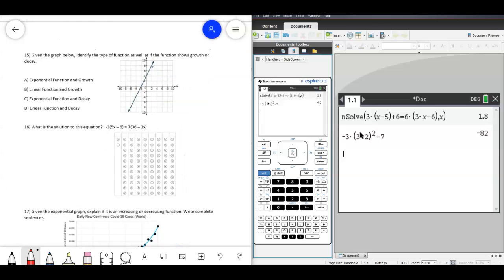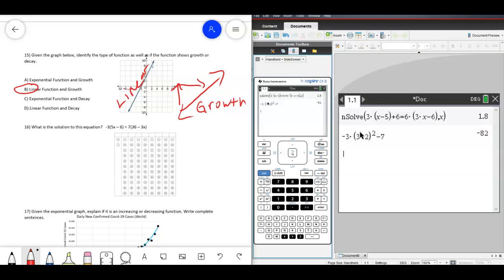Given the graph, identify the type of function as well as if the function shows growth or decay. So it's going up to the right. That is growth. Okay, and it's a straight line, so it is linear. Linear function growth. Okay. All right, 16.